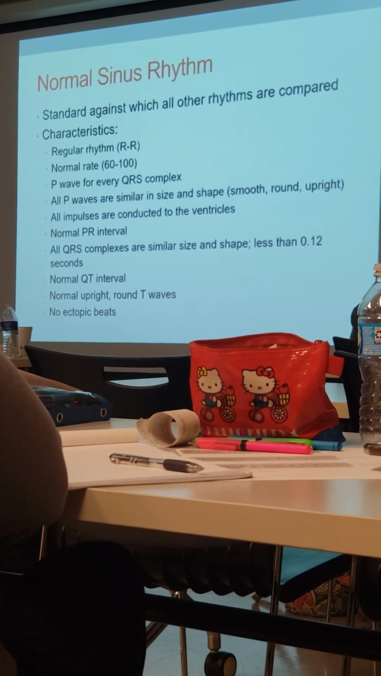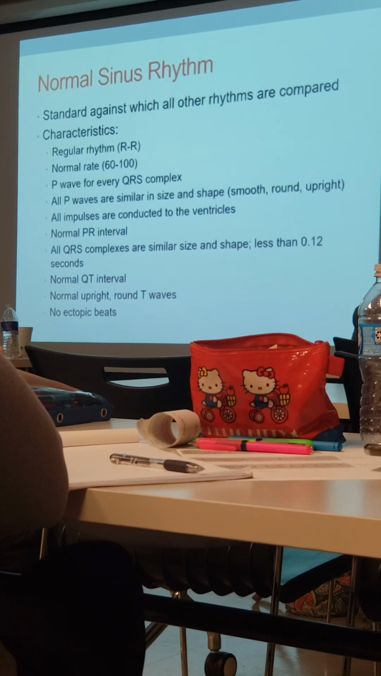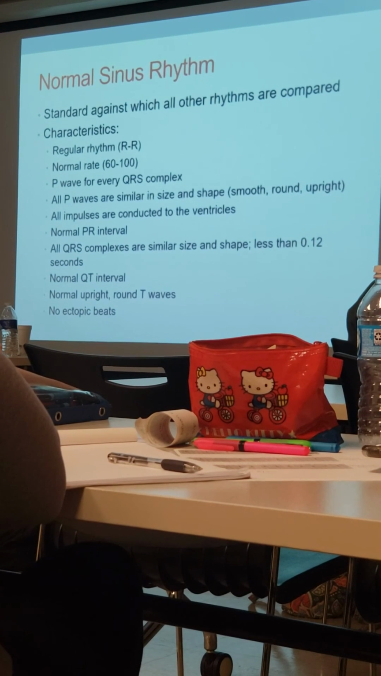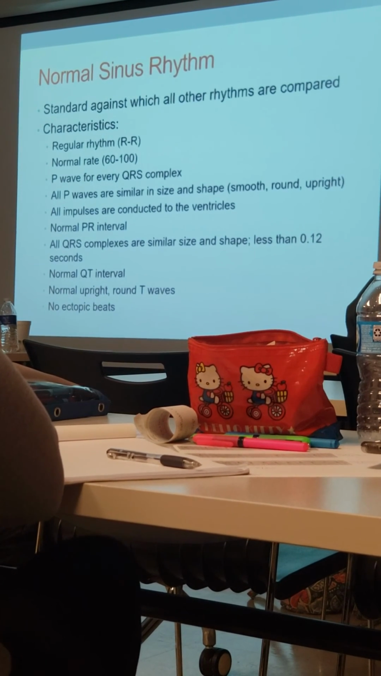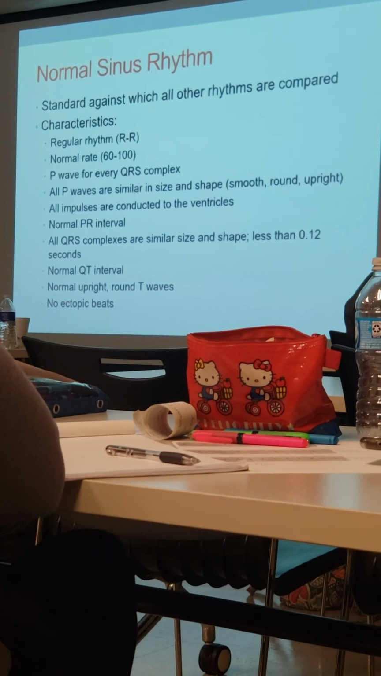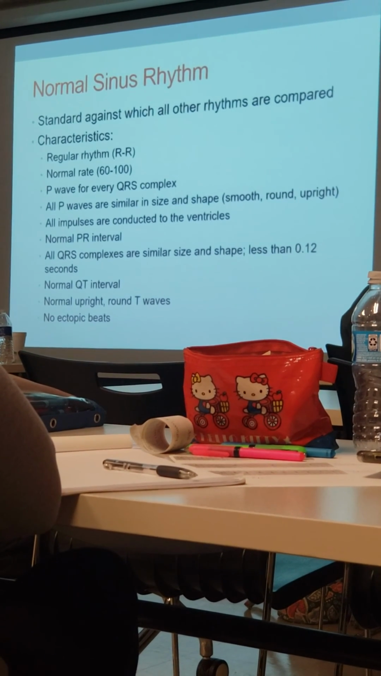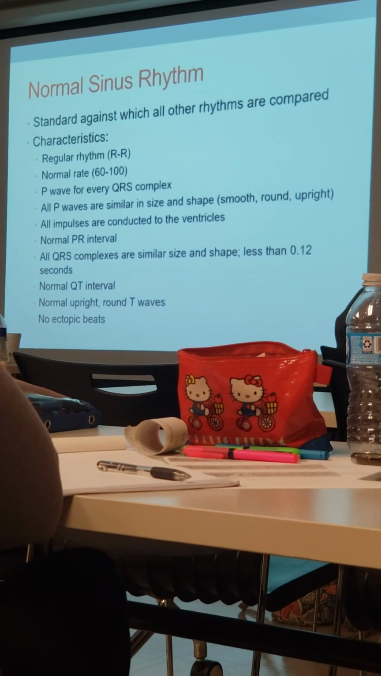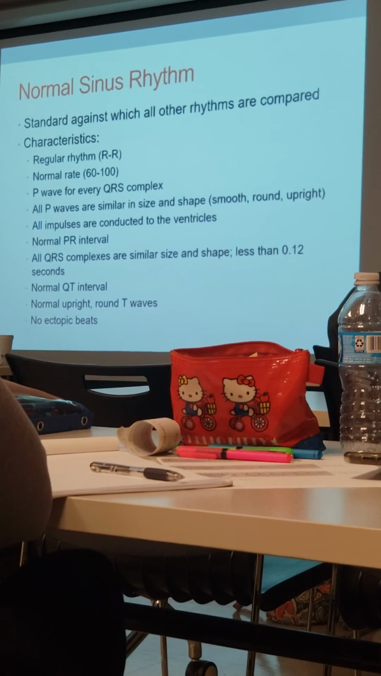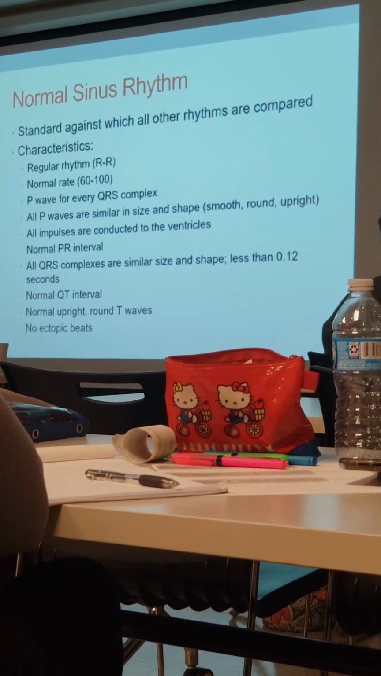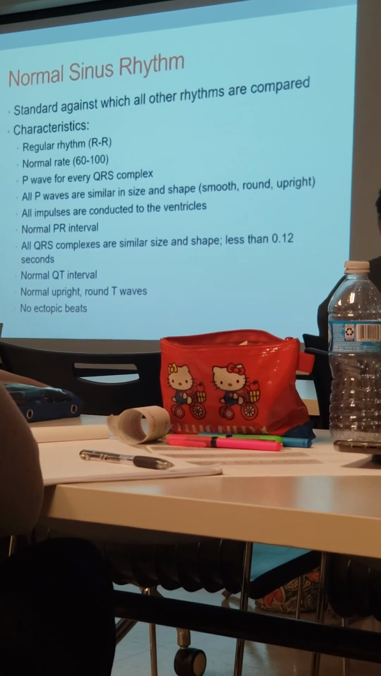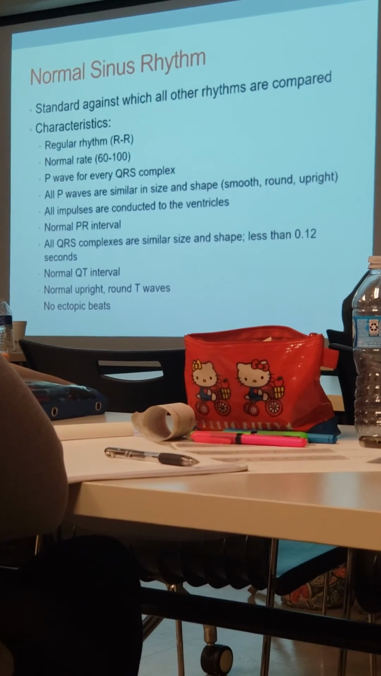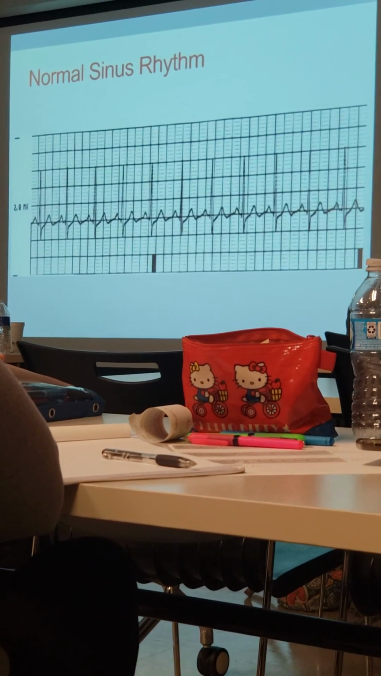So in order to say I have a normal sinus rhythm, I have to check: are the R to R's regular? Is it a normal rate between 60 and 100? Do I have a P wave for every QRS complex? Are all the P waves measuring correctly and all similar in size and shape? Are all the impulses conducted to the ventricle? Does the ventricle measure correctly? Do I have a normal PR? QRS complexes all have to look the same and be less than 0.12. Normal QT interval. Everything normal about the T wave, upright, round position. No ectopic beats. If I can meet all these criteria, I have normal sinus rhythm.